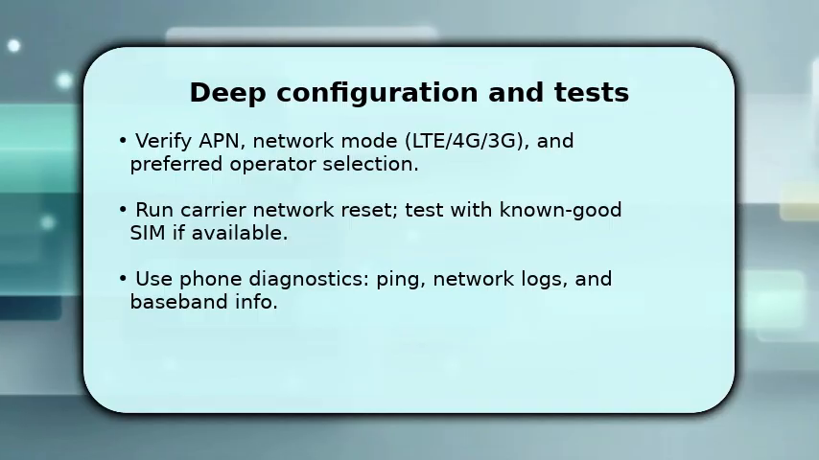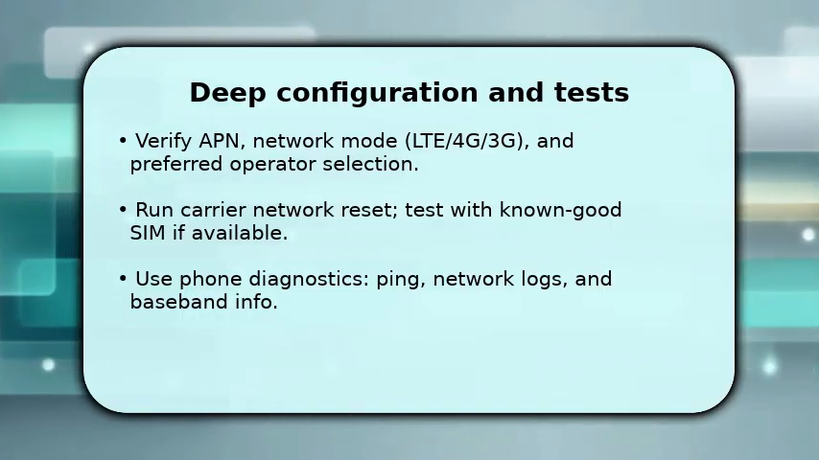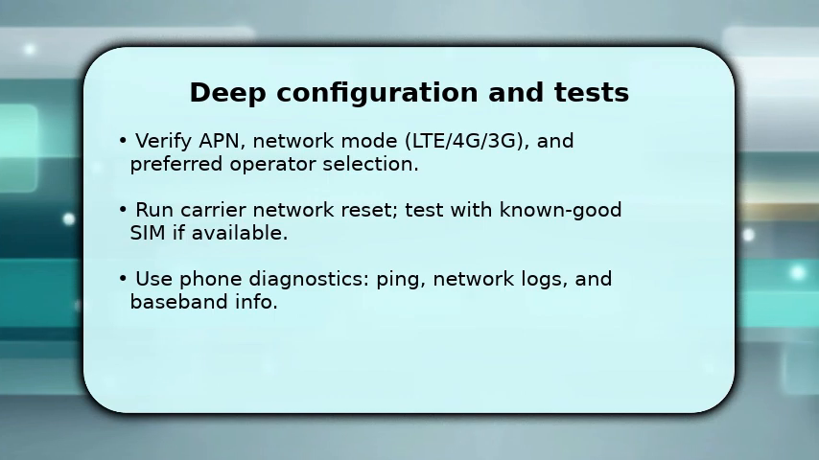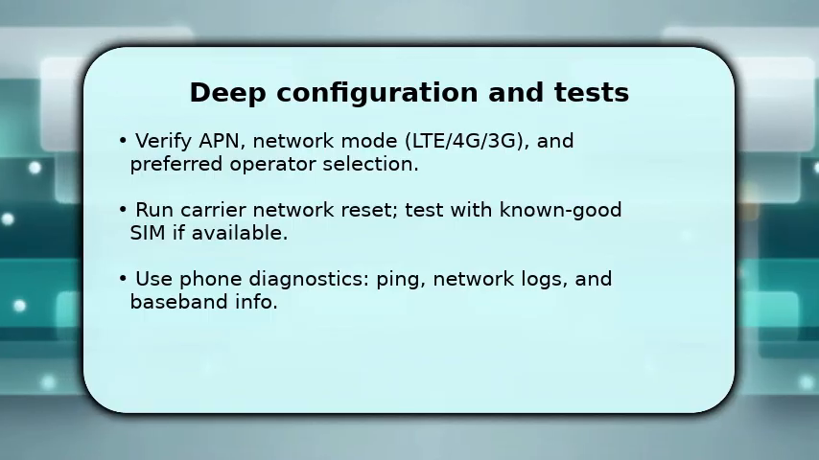Then run a carrier network reset or reset network settings to clear corrupt profiles, and if possible test with a known good SIM to isolate the device versus account problem. While doing this, open diagnostics or dialer codes to capture baseband and log details for deeper analysis.